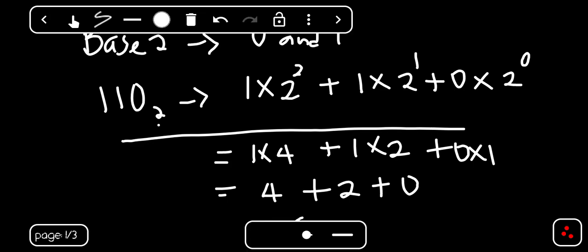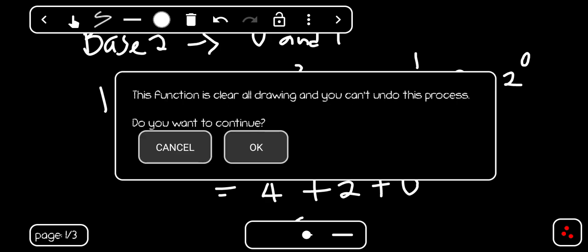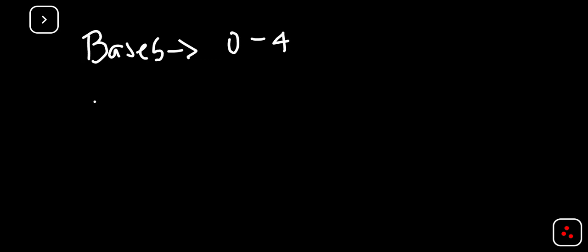Now let's try another base. Let's try base 5. A base 5 number is made up of 0 to 4, meaning that you can only have a combination of 0 to 4 in a base 5 number. An example is 3, 2, 1, base 5. This is an example. So we can convert this also to base 10.